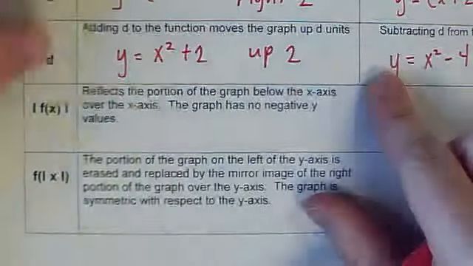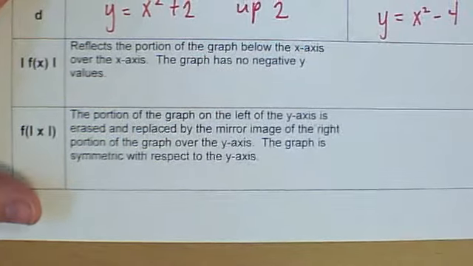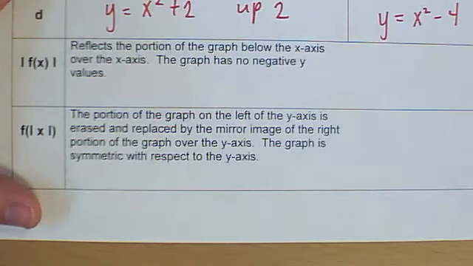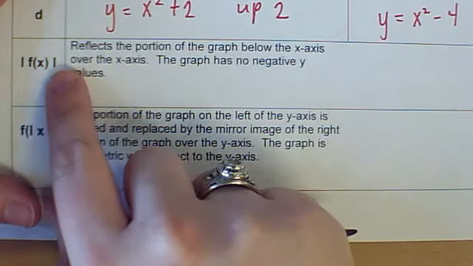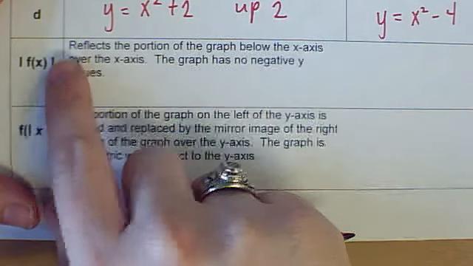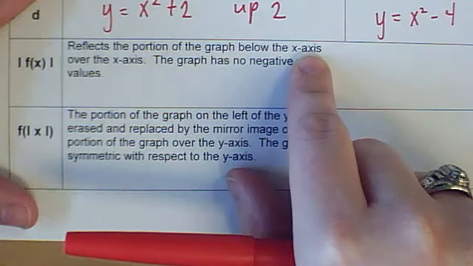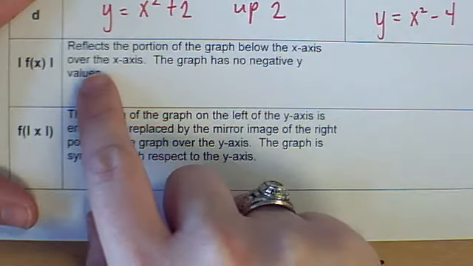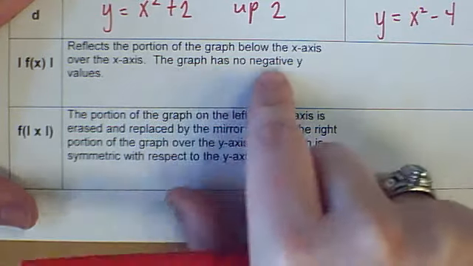Now, these last two are probably not going to be on your homework, but I still want to introduce them to you and show you what they would do. If we took the absolute value of the entire function, it's going to reflect the portion of the graph that's below the x-axis, so whatever is negative, over the x-axis. So basically your graph's not going to have any negative y values.